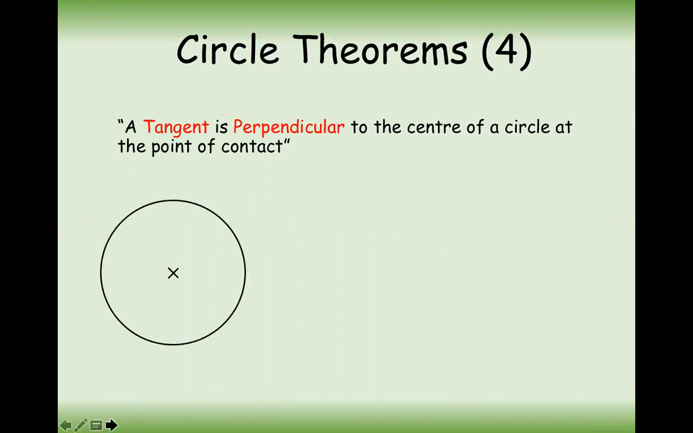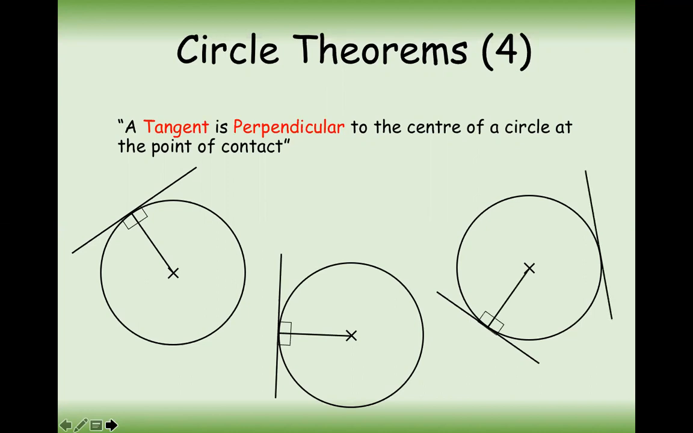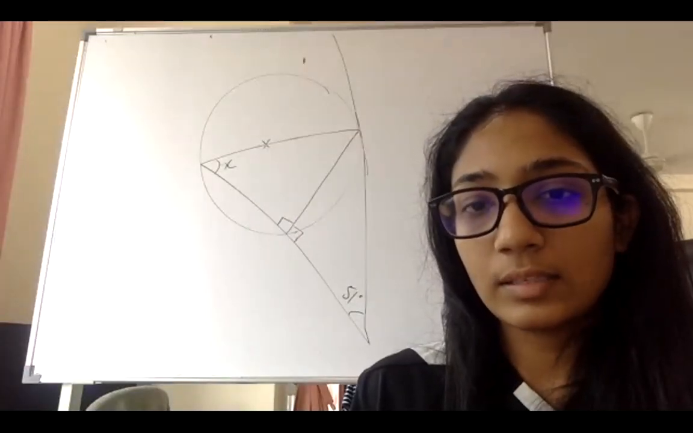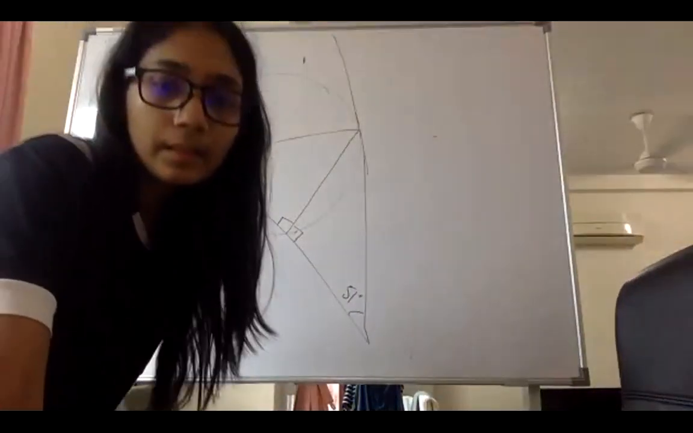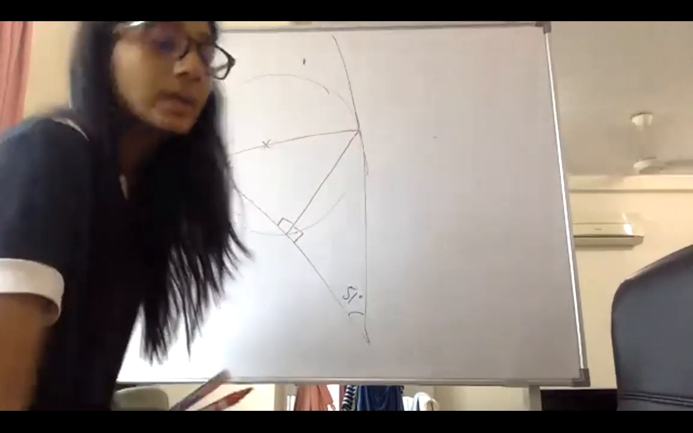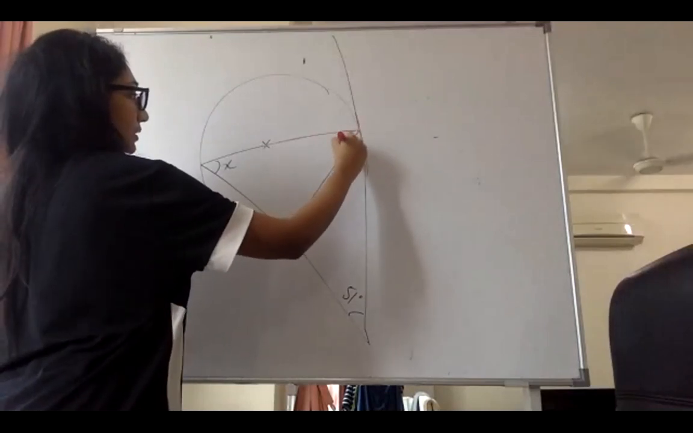So if I have a tangent and I have the line going to the center of the circle, it is 90 degrees. Which means that this is 90 degrees also. This will now be 90 degrees as well. So this one will be 90 degrees.